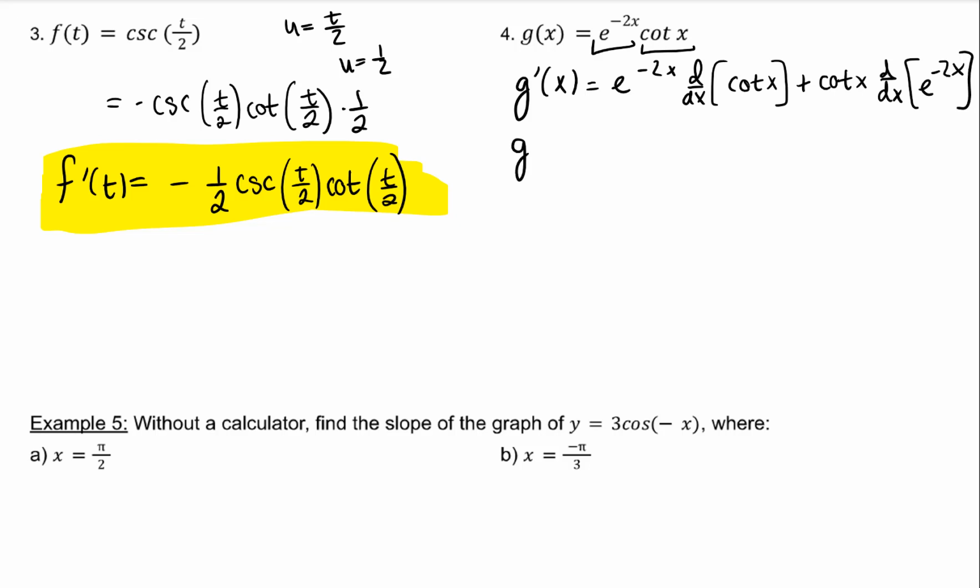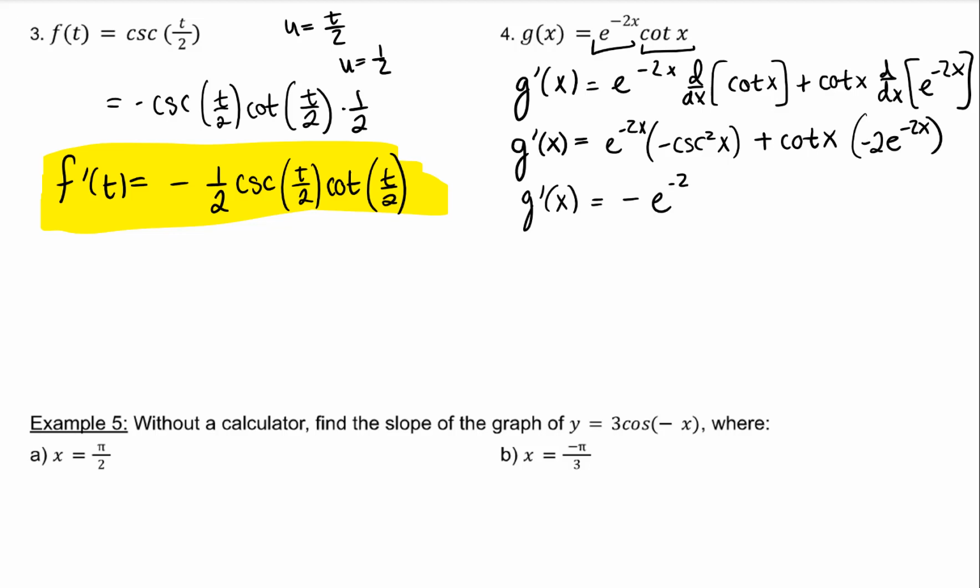The derivative of cotangent x is negative cosecant squared x. The derivative of e to the negative 2x would be e to the negative 2x times negative 2. If you were asked to factor this, you could factor negative e to the 2x out.